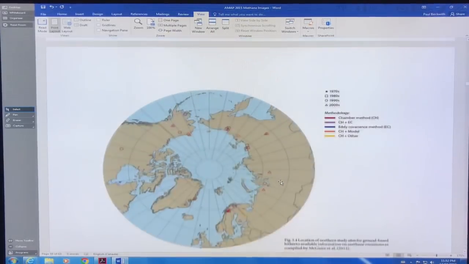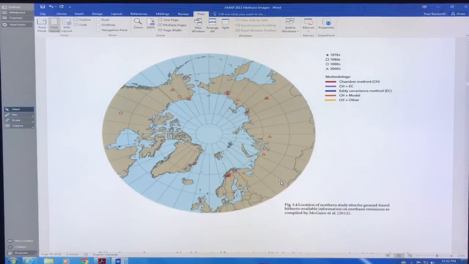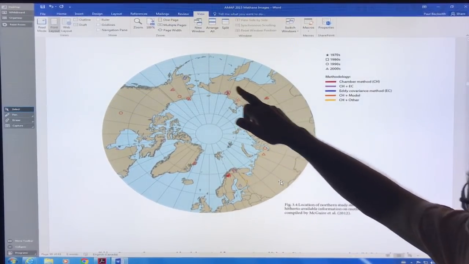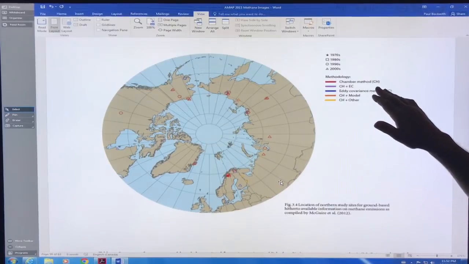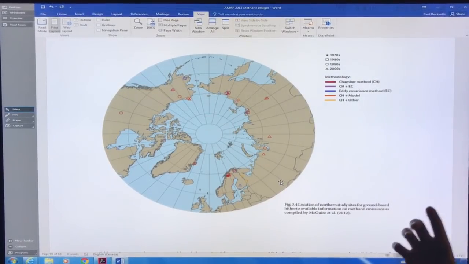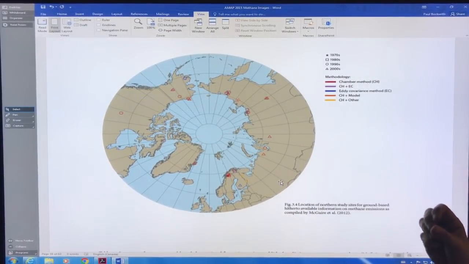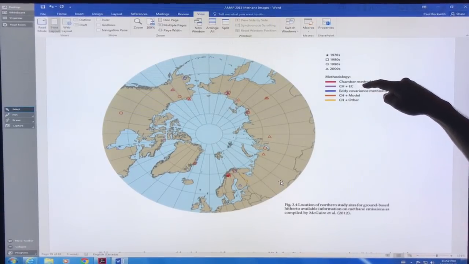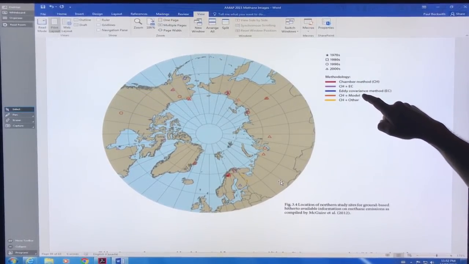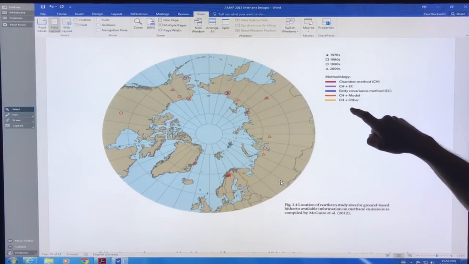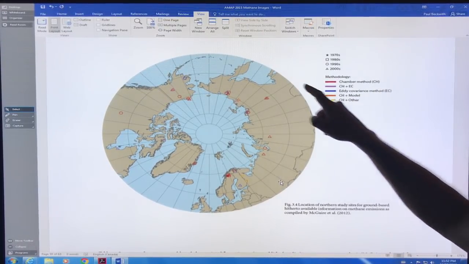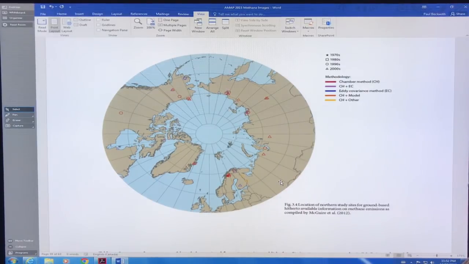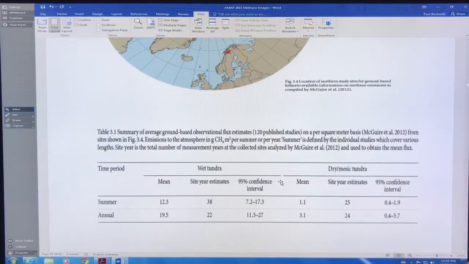Now, where are the methane stations in the Arctic? These are northern study sites. So you can see different sites here. Chamber method, this is like flasks, and then you measure the concentration. Chamber plus eddy covariance, eddy covariance only, modeling and so on. So these are the sites and how they do their measurements of methane.